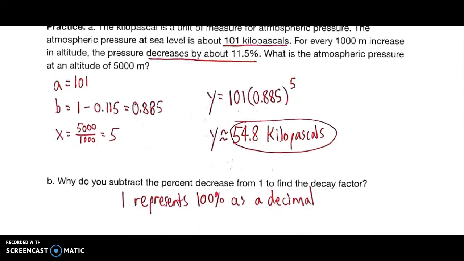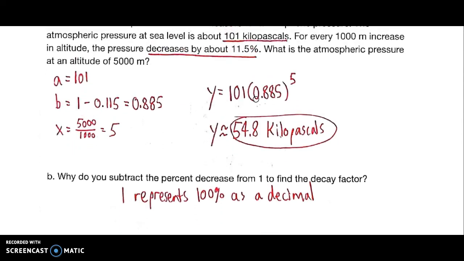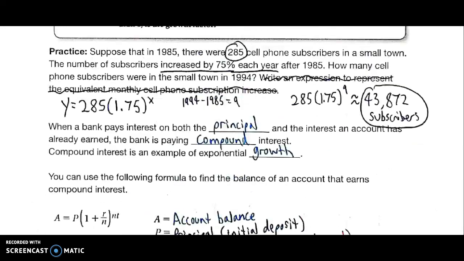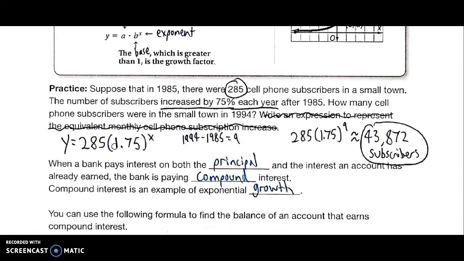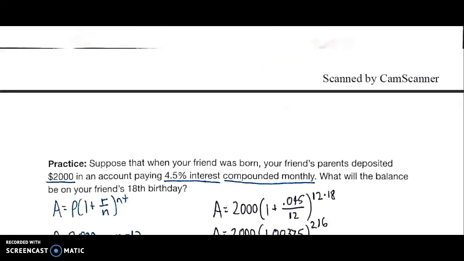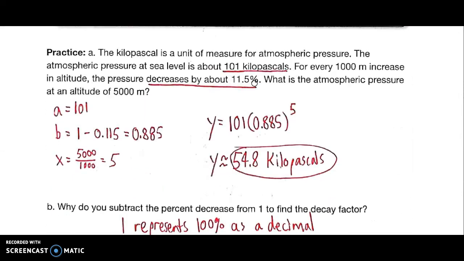So one more question to look at, and again, that's why we use decay rather than growth. Why do we subtract the percent decrease from 1 to find the decay factor? First of all, we've got to subtract it, not add it, because we want to decrease and not increase. And also we subtract from 1 because 1 represents 100% as a decimal. Same thing with our very first question, when it was growth, we still added on to 1. We started with 100% and then just added 75% for a 75% increase. So the only difference if we're looking for decay is I don't want to add that percentage, I just want to subtract that percentage. So 1 minus that same rate gives us 0.885.